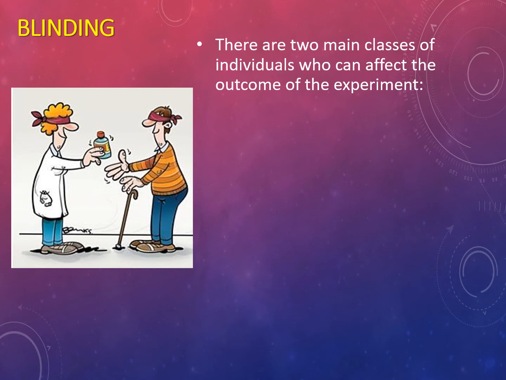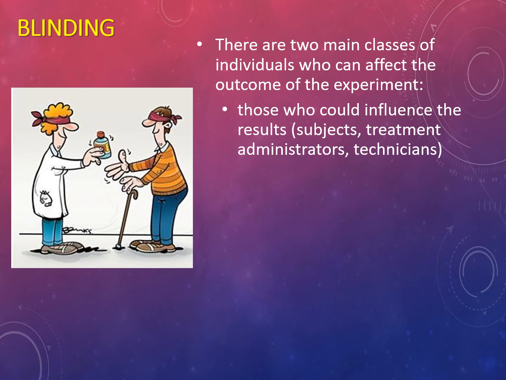So when we talk about blinding, there are 2 different cases or classes of individuals who can affect the outcome. Okay? These aren't just the people who are participating in all aspects along the way of the experiment. These are the ones who actually affect the outcome. So that would be those who actually could influence the results. So those on the result end, whether that's the subjects, the treatment administrators, the technicians, anybody that's included in the actual process, anybody that comes in contact with your experimental units, including the experimental units themselves, they directly influence the results.